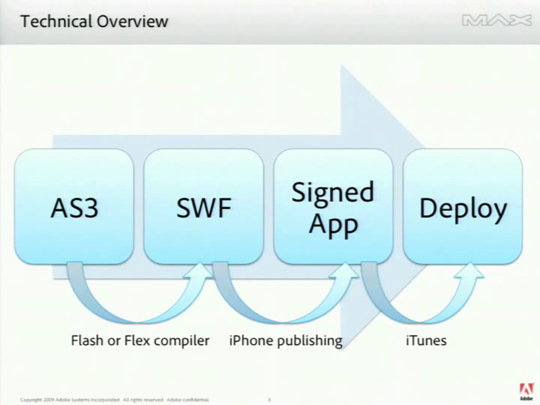So SWF actually contains a block inside of it called ABC. That's the ActionScript bytecode. So ActionScript 3 specifically gets compiled to ActionScript bytecode, and these ABC files sit inside of the SWF file. What then happens is when you go through the iPhone publishing step, we actually read through the SWF, find these ABC blocks, yank them out, and compile them into native ARM assembly using the LLVM compiler infrastructure.